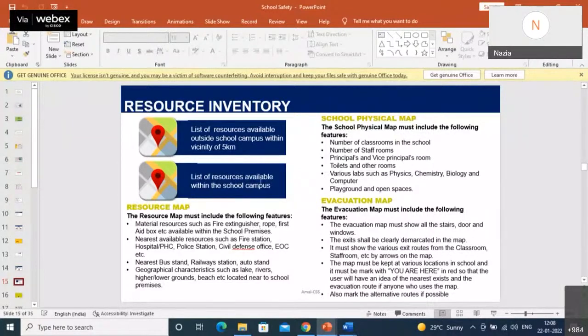List of resources available within the school campus, let's see. First one is the resource map, which must include the following features: material resources such as fire extinguishers, rope, first aid box, etc. available within the school premises. Nearest available resources such as fire station, hospital, primary health care center, police station, civil defense office.